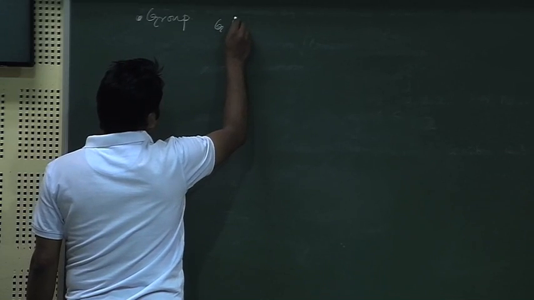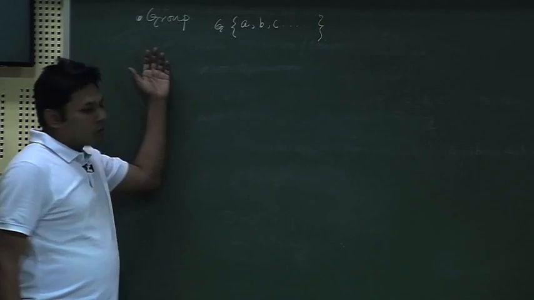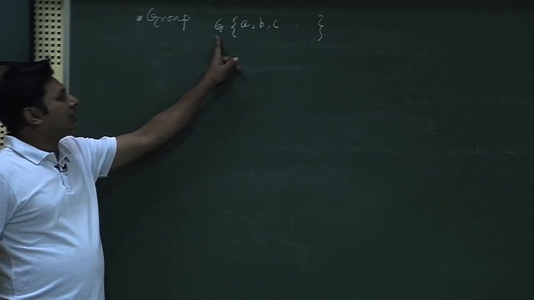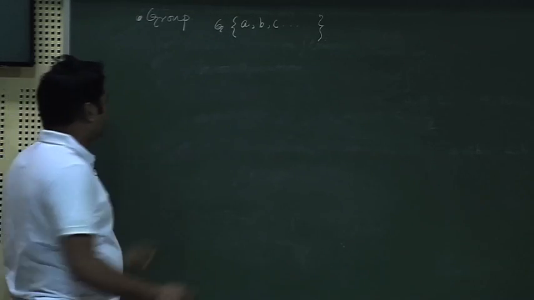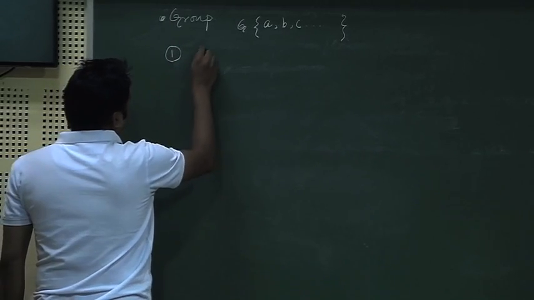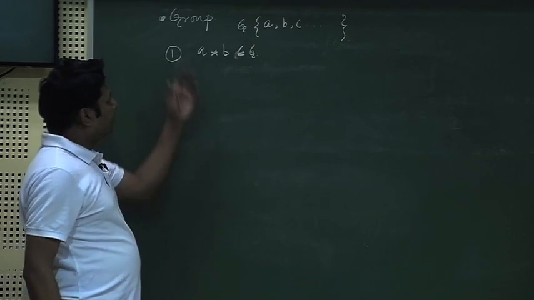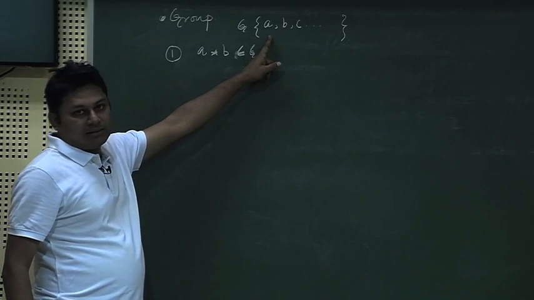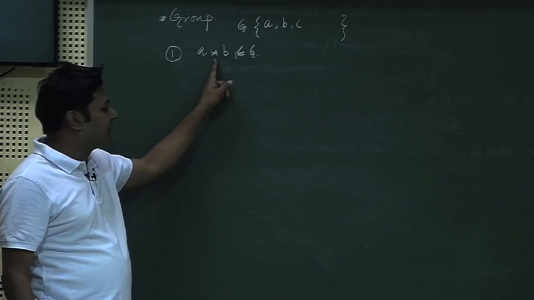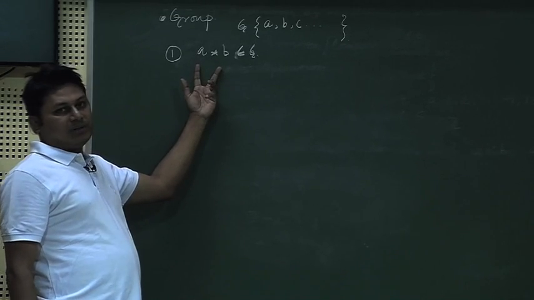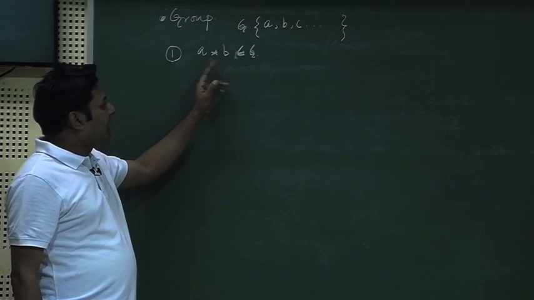Say G is a set containing the elements A, B, C and so on. There are a few properties that the set G has to follow if it forms a group. First property: A star B belongs to G. By the way, when I define a set for a group, I also define a binary operation. Here consider star as a binary operation. I do not know for the time being whether star is plus, minus or multiplication, but it is an operation that I apply over two elements to get something. So, the first thing is that when I operate A star B, what I get has to be inside G.